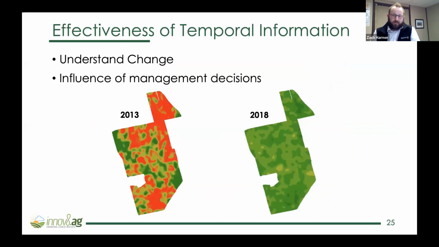So in terms of that temporal piece, again, we can utilize that sensor data for 6, 8, 10 years, like I mentioned. So this is where the effectiveness of this temporal information comes in, right? Understanding the change after management, let's say one year, how does that look? And this is actually the same field, 2013 pH compared to the pH in 2018, right? So you can see a more balanced field.